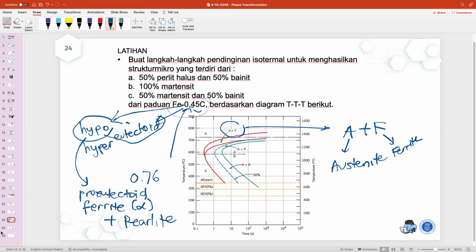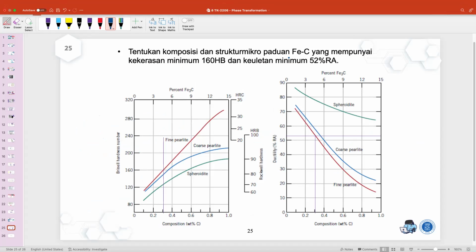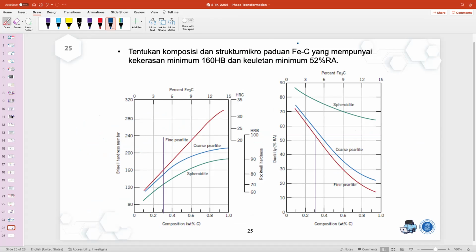Okay, so here, next question. For example, calculate the composition and the microstructure needed if we want to have 160 Brinell hardness number and a minimum of 52 reduction of area.